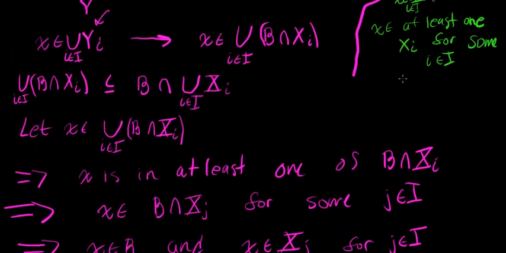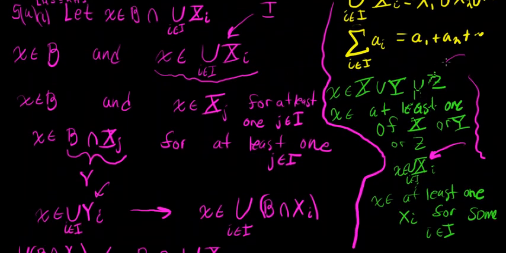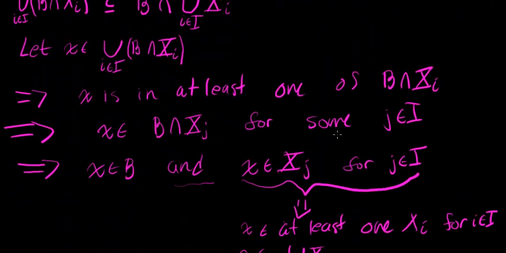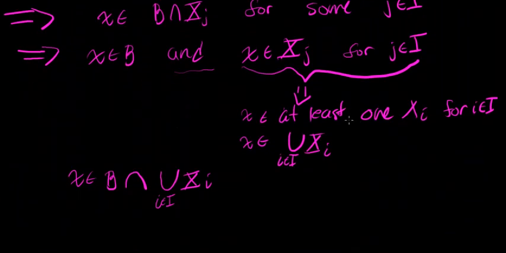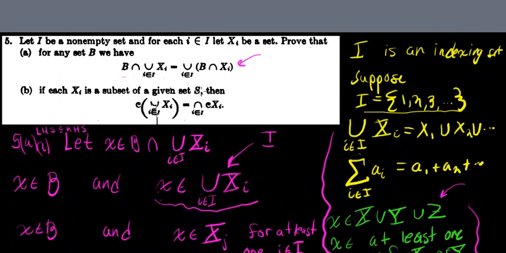So pretty much this problem is heavily hinging on this definition of what it means to be in the union of multiple sets. It means that you must be in at least one of those sets in that union. So if x is in at least one of the x sub i for i in I, then x must be in the union of all of these x sub i for i in I. And since x is also in B, x must be in B intersect the union of x sub i for all i in I. And we've done it. We've shown that the right-hand side set is a subset of the left-hand side set, and we're done with this problem.